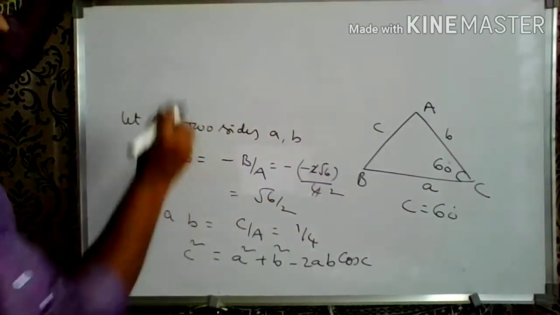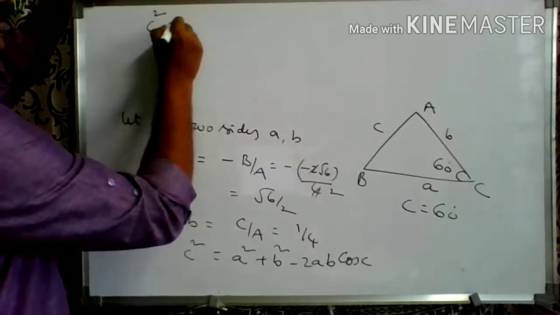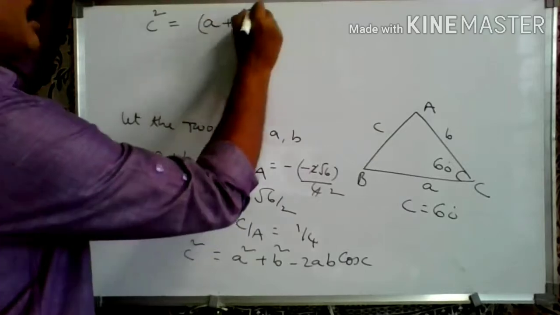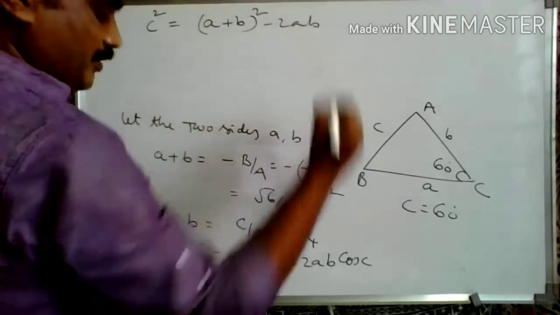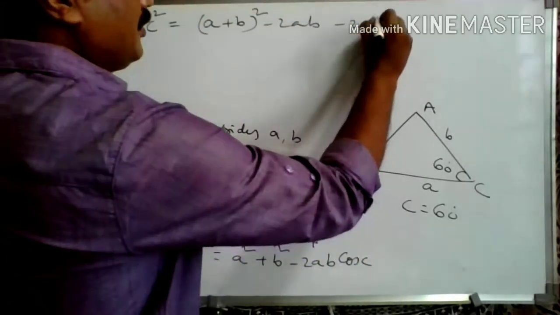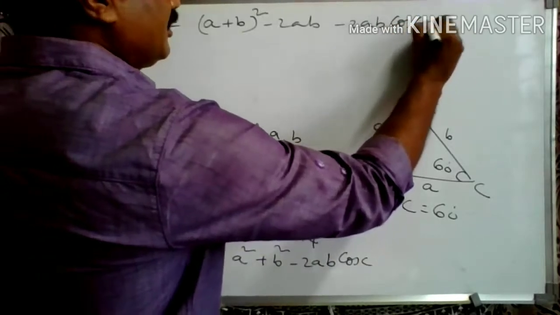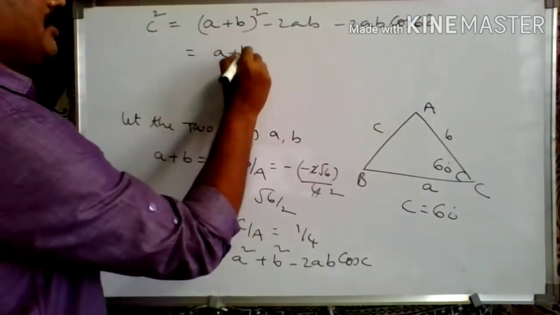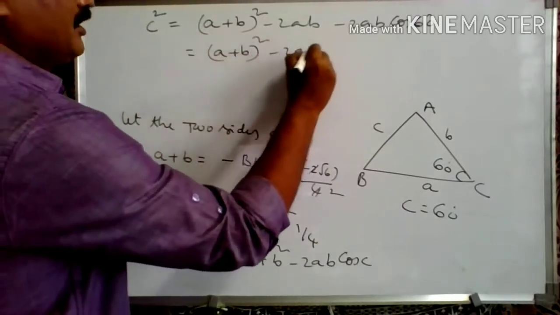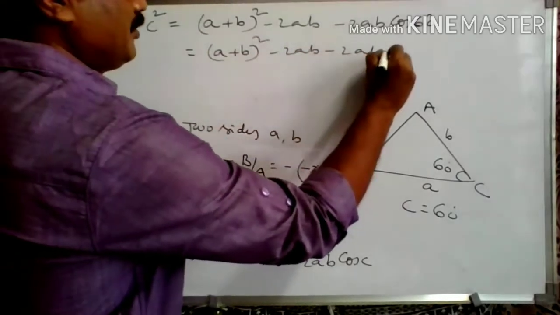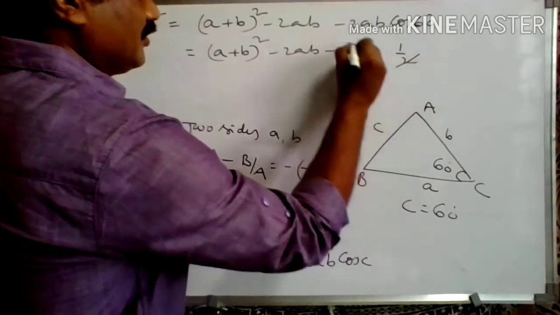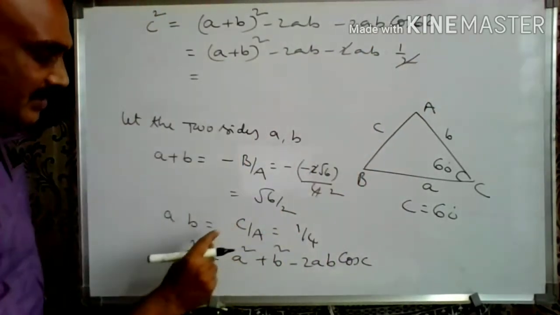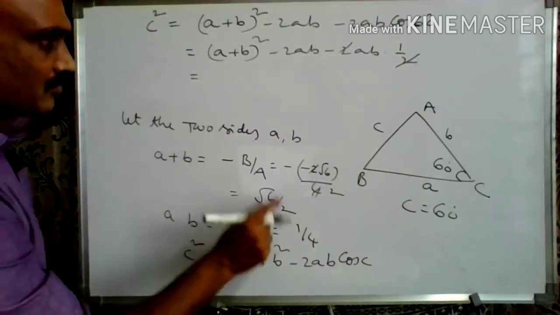Okay, students, c square is equal to a square plus b square, which is a plus b whole square, minus 2ab into cos C. Angle C is equal to 60 degrees. So a plus b whole square minus 2ab into cos 60 degrees, which is 1 by 2. Here 2 gets cancelled. This is a plus b whole square. What is a plus b, students? a plus b is equal to root 6 by 2.